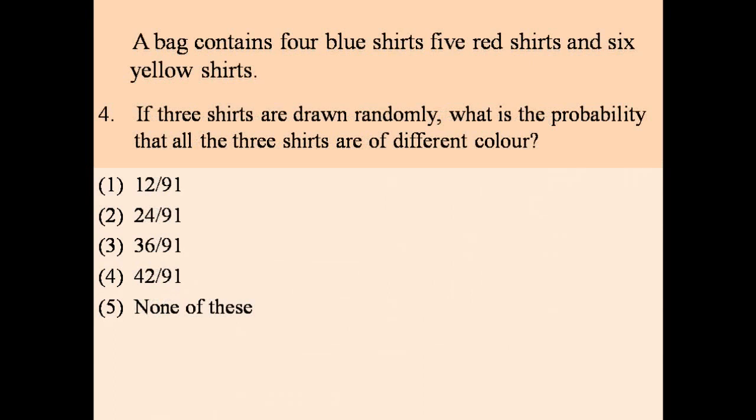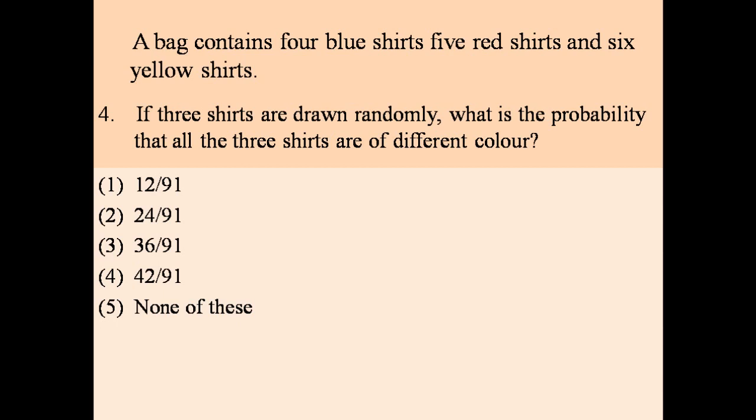Now, the fourth question. If 3 shirts are drawn randomly, here is a question of again drawing 3 shirts, but this is different from the first question. First and fourth questions are partly the same: in both, 3 shirts are drawn randomly. But in the first question, the probability was that exactly one of them is blue. Here, what is the probability that all 3 shirts are of different color? There are 3 colors given in the set, and we want one each: one blue shirt, one red shirt, one yellow shirt.